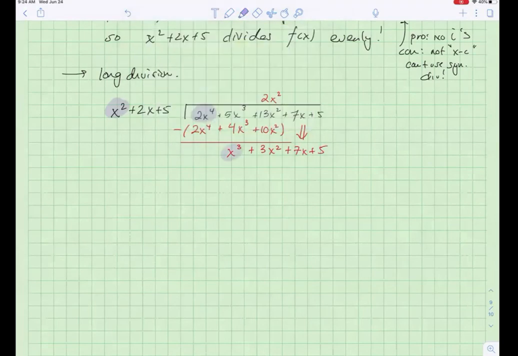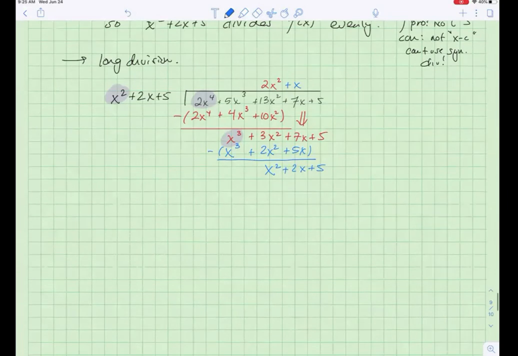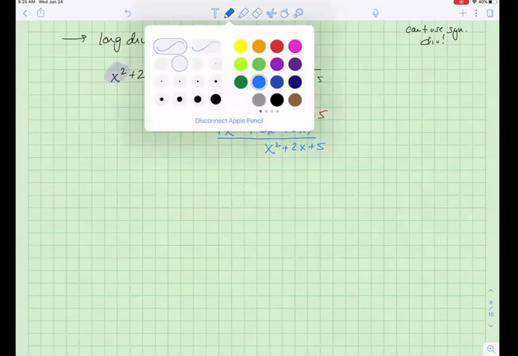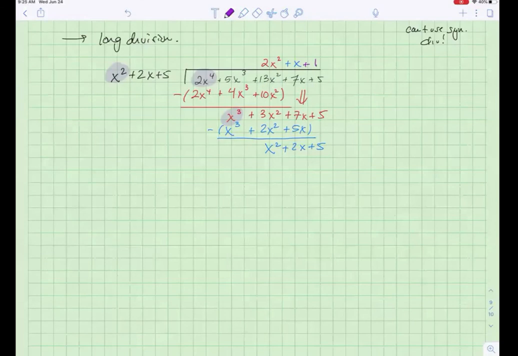Now when we look at our leading coefficient, x squared times what is x cubed? That's a single x. We get x cubed plus 2x squared plus 5x, subtract, and this is x squared plus 2x plus 5. Then that will go in exactly one time. This is x squared plus 2x plus 5, subtract, 0. No remainder.